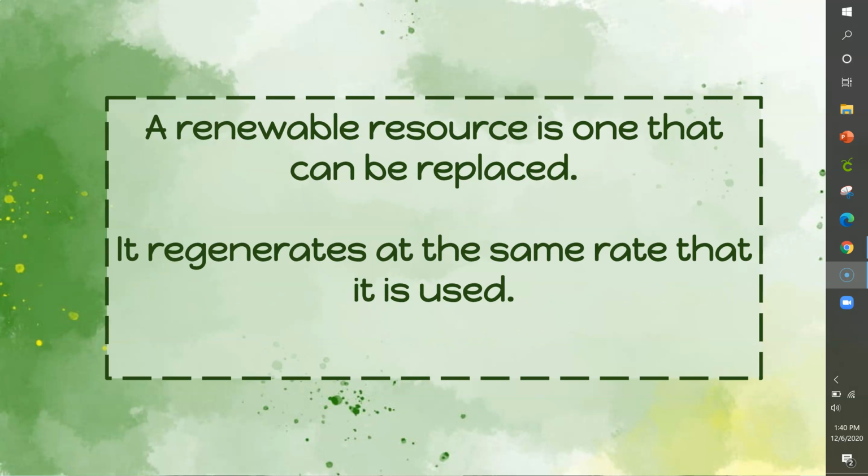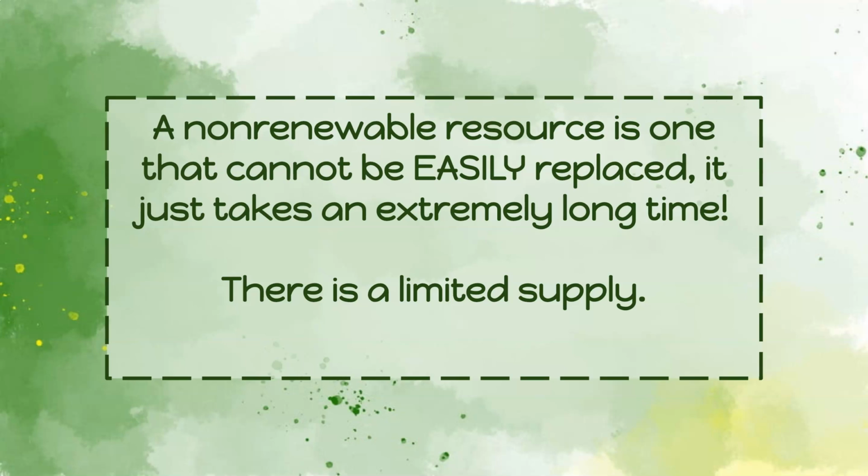The first type of natural resource is a renewable resource. This is one that can be replaced, and can be replaced very easily. It naturally regenerates at the same rate that it is used. The second type is a non-renewable resource. This is one that cannot be easily replaced. It can be replaced, it just takes an extremely long time. There's also a limited supply of these resources.